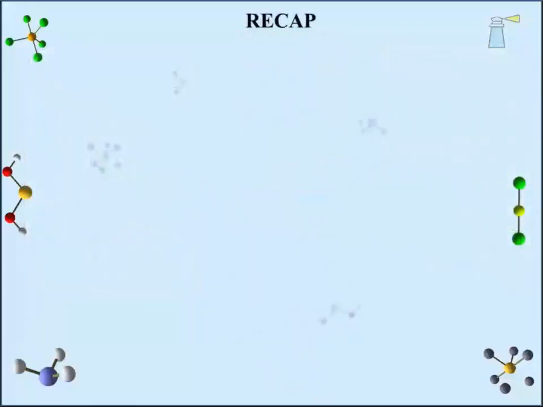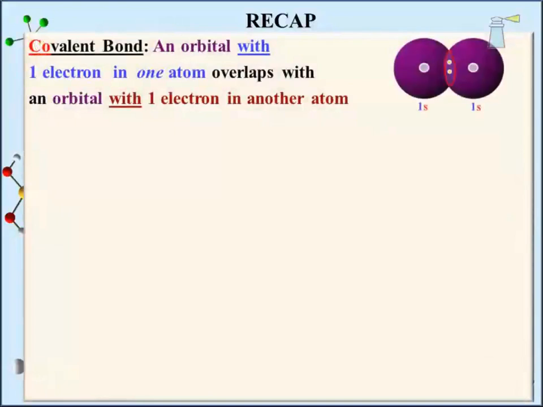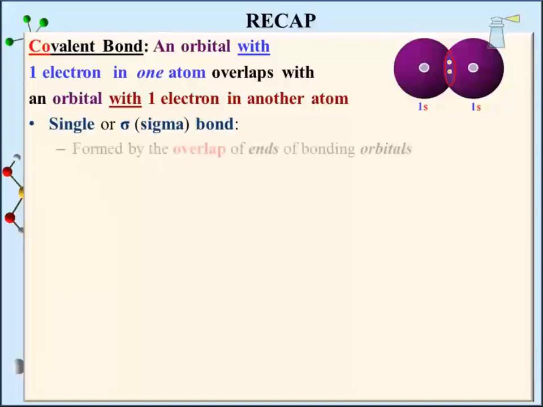Recapping our lecture, we started out by defining the covalent bond. An orbital with one electron in one atom overlaps with an orbital with one electron in another atom. We call that a single or sigma bond. The bond is formed by an overlap of ends of the bonding orbitals.